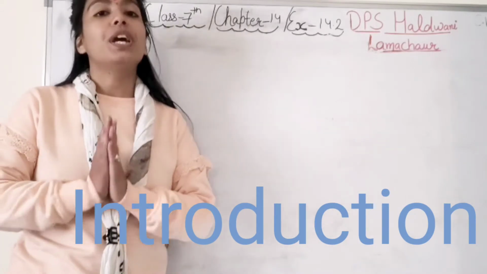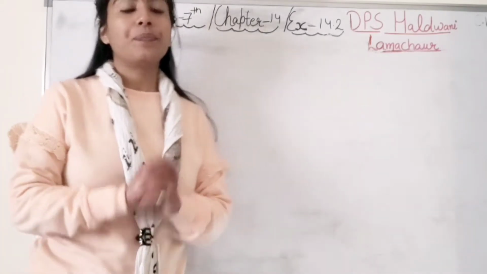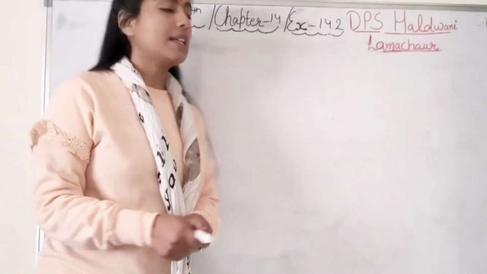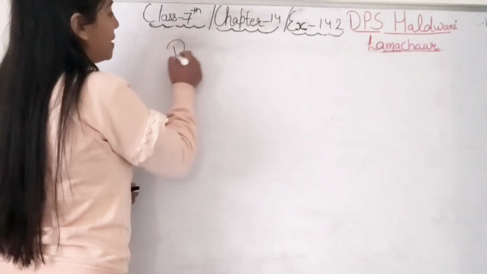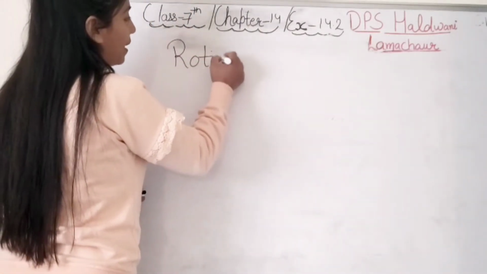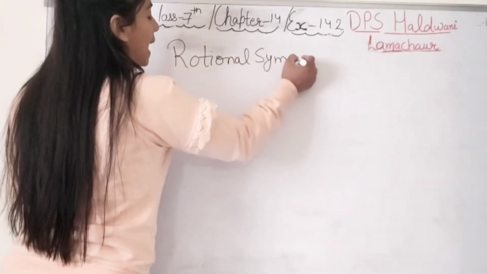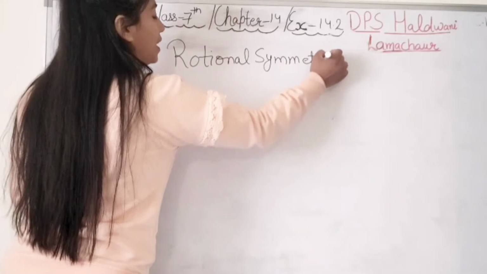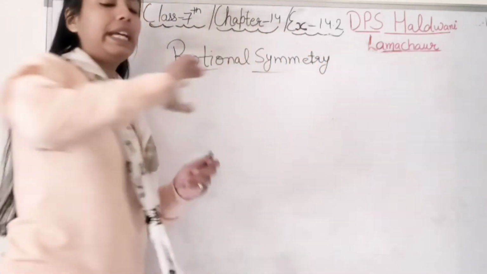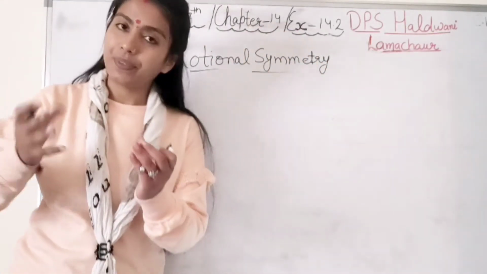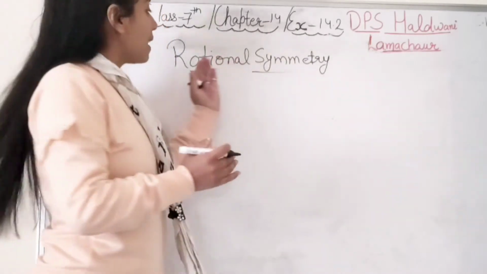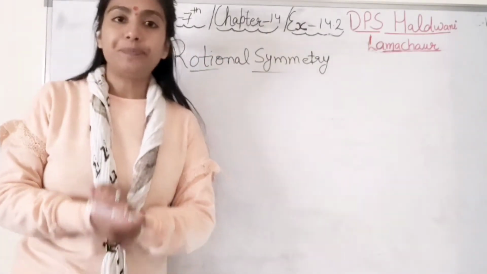What concept are we using in this exercise? The concept we have in this exercise is rotational symmetry. Symmetry everyone knows, right? But here it is rotational symmetry. As the name suggests, rotational, it means you will rotate the given figure. So exactly what is rotational symmetry?